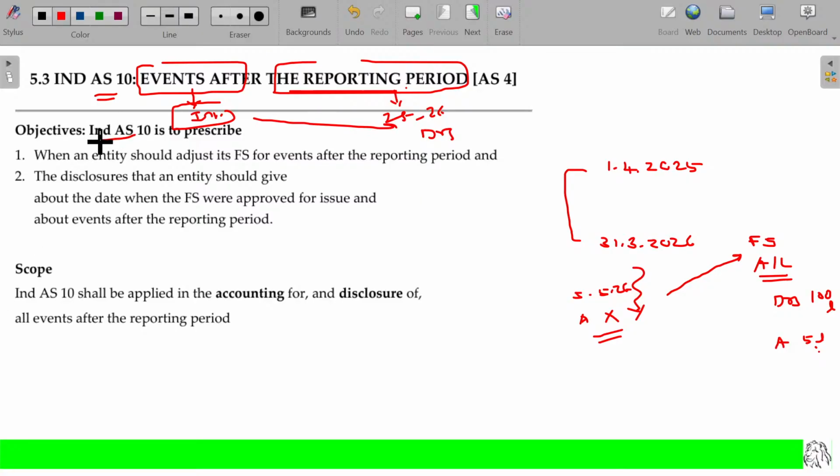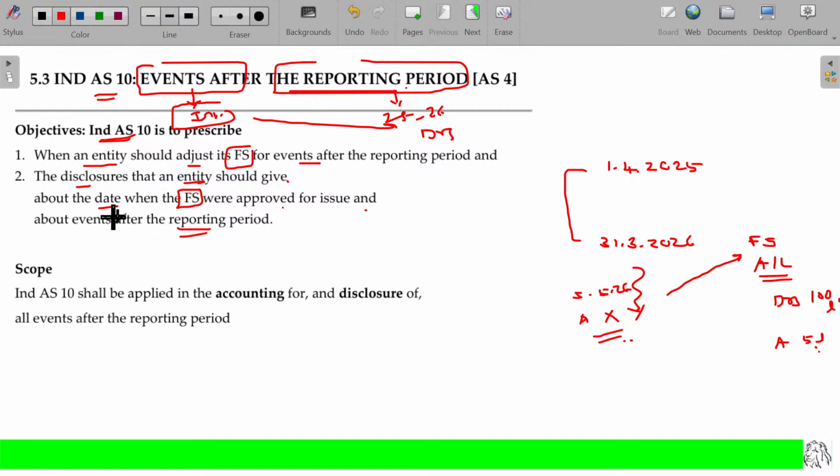The main objectives of Ind AS 10 is to prescribe when an entity should adjust its financial statements for events after the reporting period. Do I want to adjust this here or not is going to be prescribed here. And the disclosures that an entity should give about the date when the financial statements were approved for issue and about events after the reporting period.